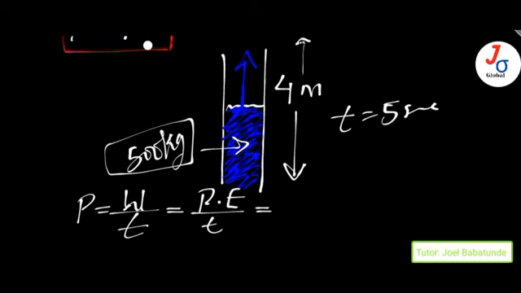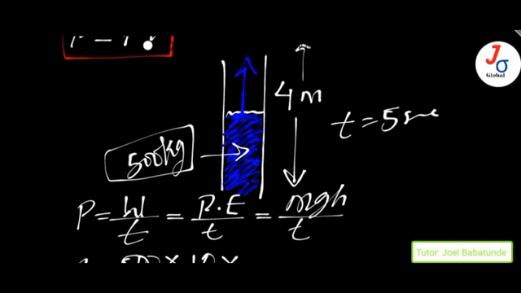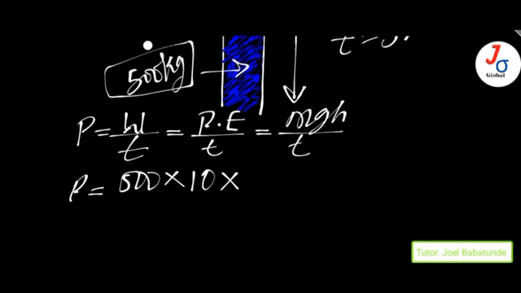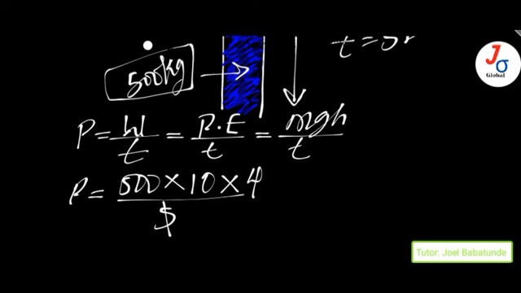Are you getting it? Good. So potential energy is mgh. That is the work done, or the energy used up. Clear. Then power equals, what's our mass? 500 kg multiplied by 10, acceleration due to gravity. Then the height is 4 meters, divided by the time. The time is 5 seconds. So 5 here, 1; 5 here, 100. That 100 multiplied by 10 is 1000. 1000 multiplied by 4 is 4000 watts.